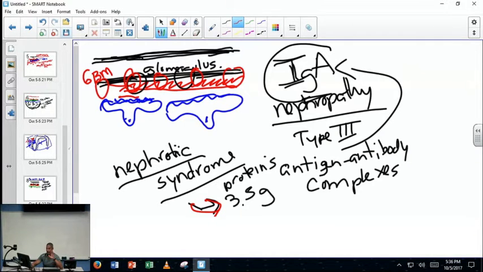The tubules have no way to really get rid of it at that point. The PCT, the proximal convoluted tubule, the loop of Henle, and the DCT, distal convoluted tubule, don't have any way to really get rid of the protein.